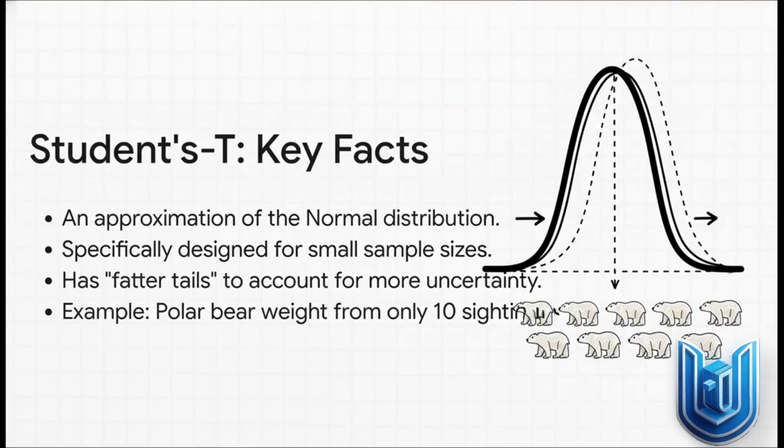Meet the student's T distribution. It's basically a cousin of the normal distribution, but it's specifically built for when you're working with small amounts of data. Its secret weapon? It has fatter tails. Now, all that means is that it gives a little more probability to extreme outlier results. It's a way of saying, hey, we only have a small sample, so we have to be more cautious and accept that wilder outcomes are more possible.